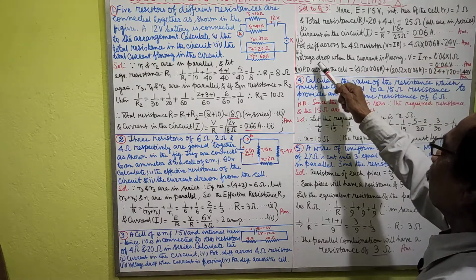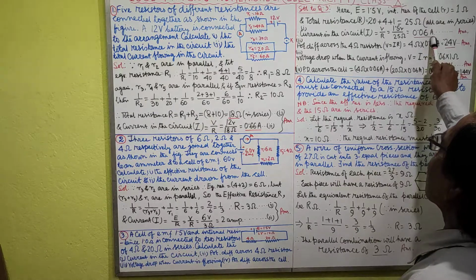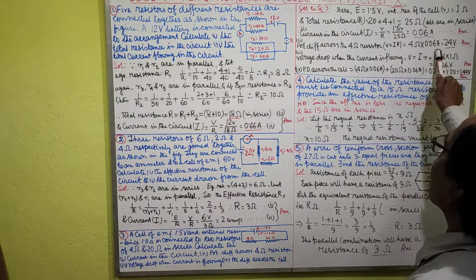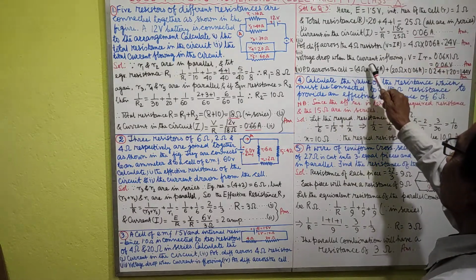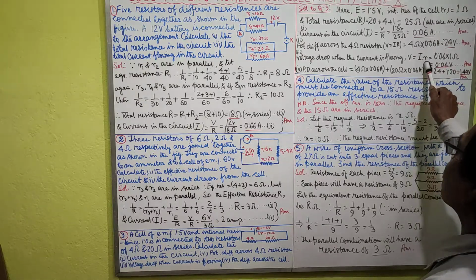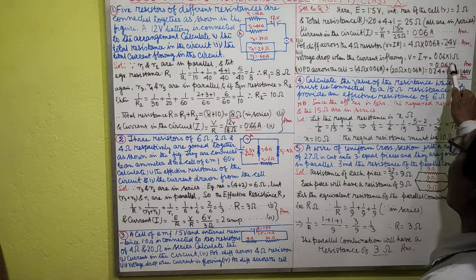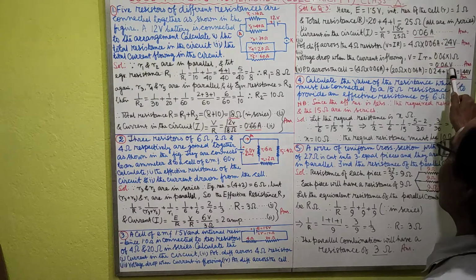And voltage drop: this is the current in the circuit, this is the potential difference across the 4 ohm resistor, and the voltage drop when the current is flowing is V equal to I into small r, that is 0.06 volt. It will be the voltage drop.